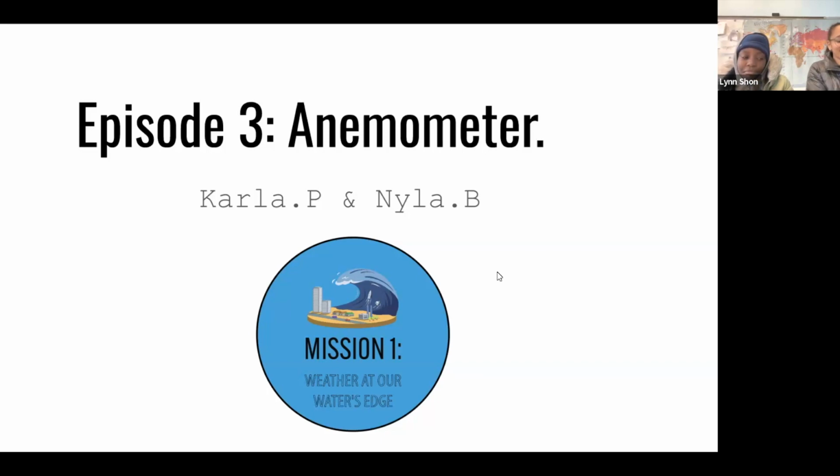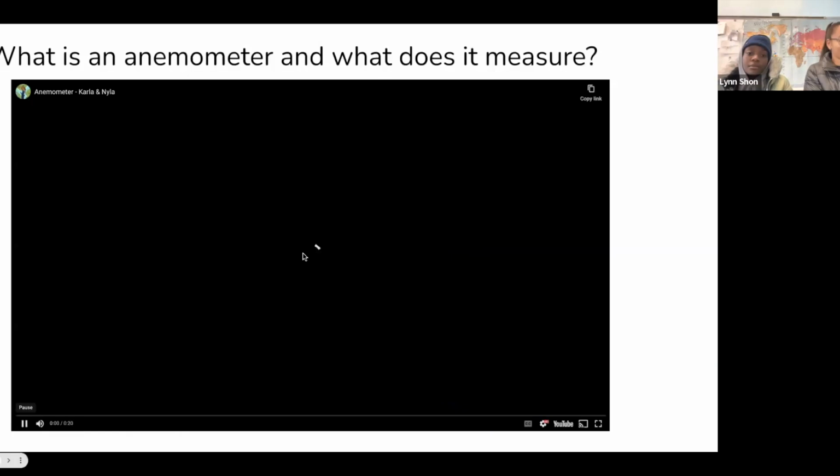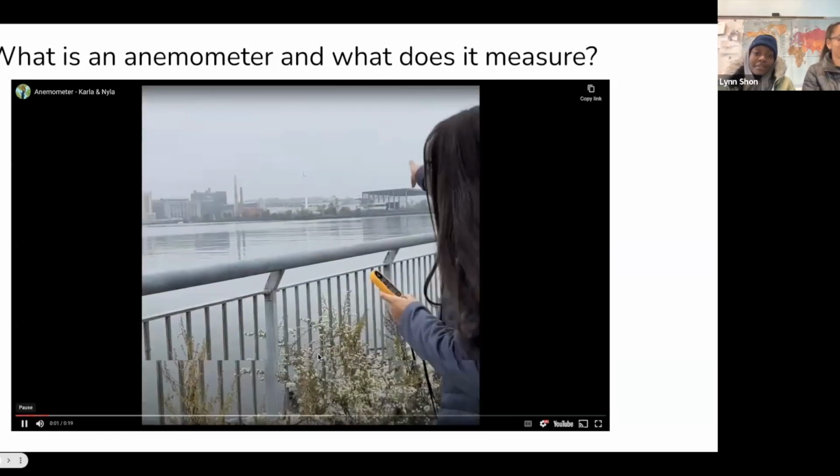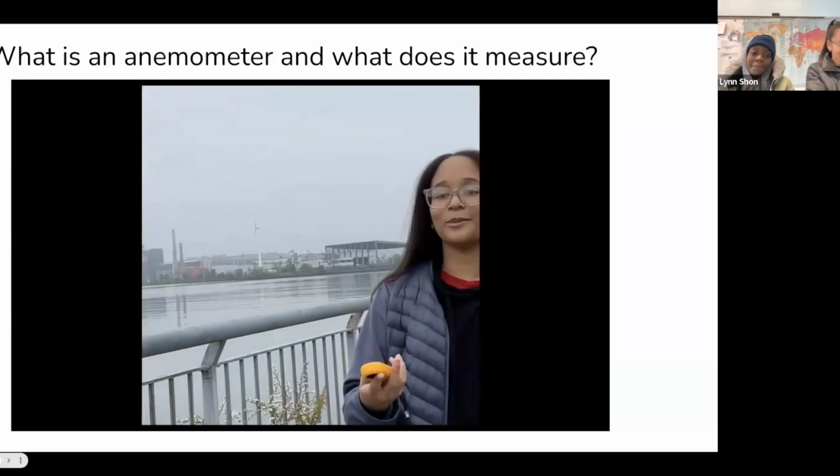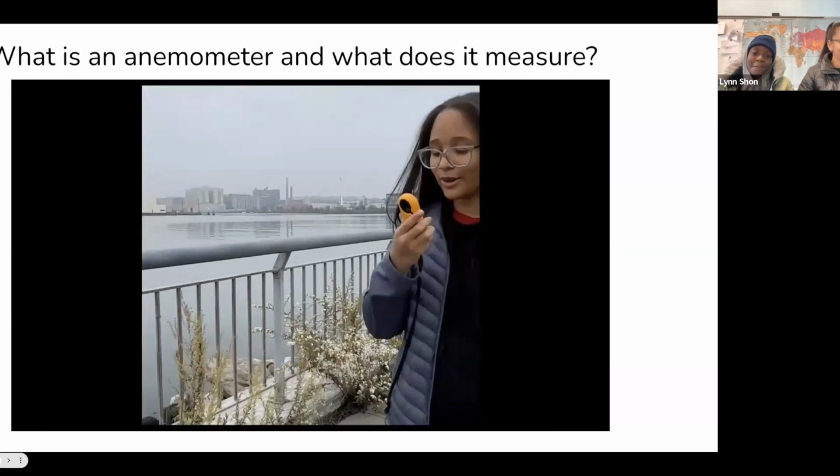In episode 3, we will be teaching you about anemometers, what they measure and how to use them, and how they can be used to determine the strength of a hurricane. An anemometer is a tool that we use to measure wind speed. We brought our anemometers to Guana's Bay to measure wind speed.